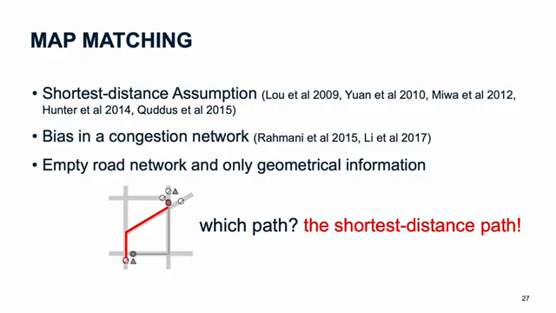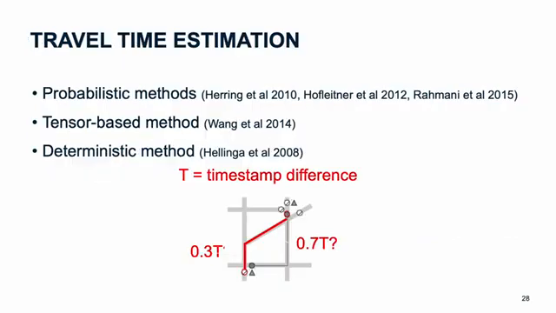This is not true. In fact, most of the navigation systems on GPS devices use not the shortest distance navigation algorithm. They use the shortest travel time path. In terms of travel time estimation, there are also different approaches such as probabilistic, tensor-based, and deterministic algorithms. And what we want to know is how much time is spent on each one of the road segments between two timestamps that we receive from GPS data.